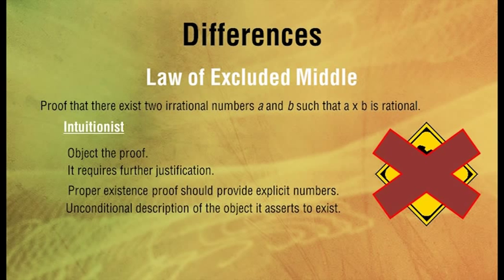The proof is non-constructive because it doesn't give specific numbers A and B that satisfy the theorem, but only two separate possibilities, one of which must work. Let us look at a short video to further elaborate on the differences between classical and intuitionists.